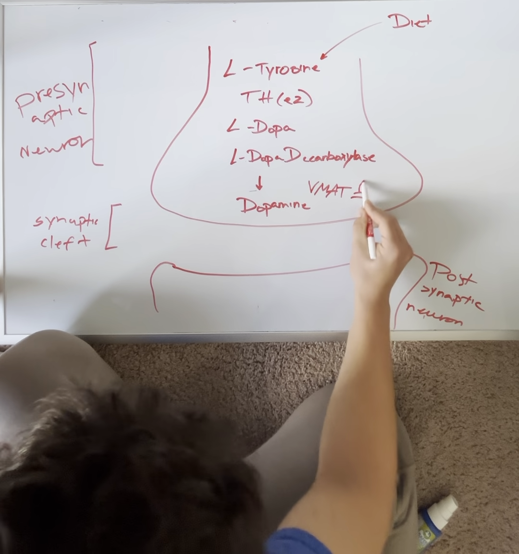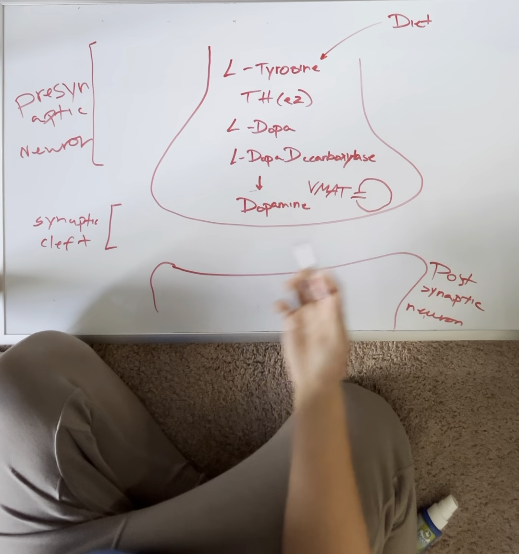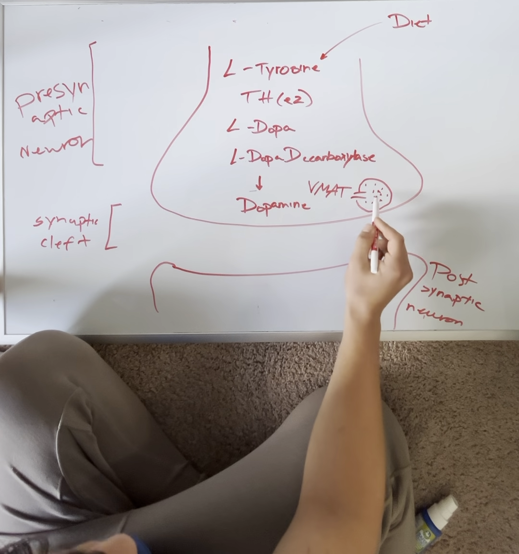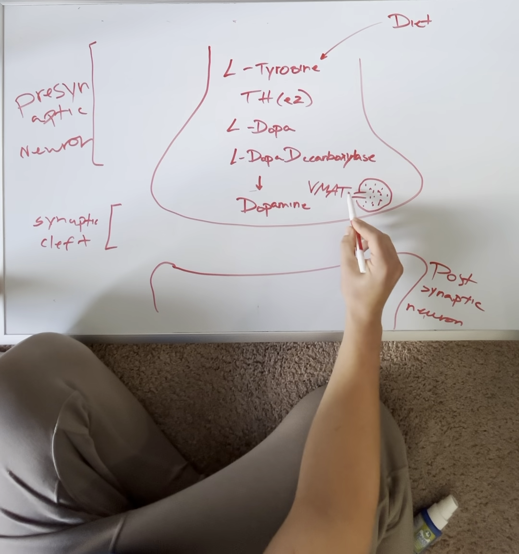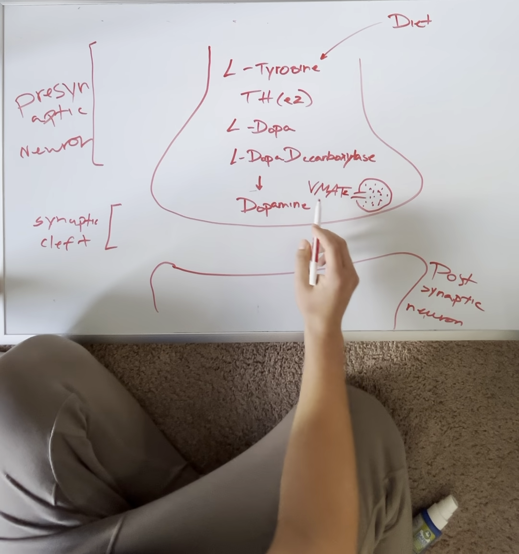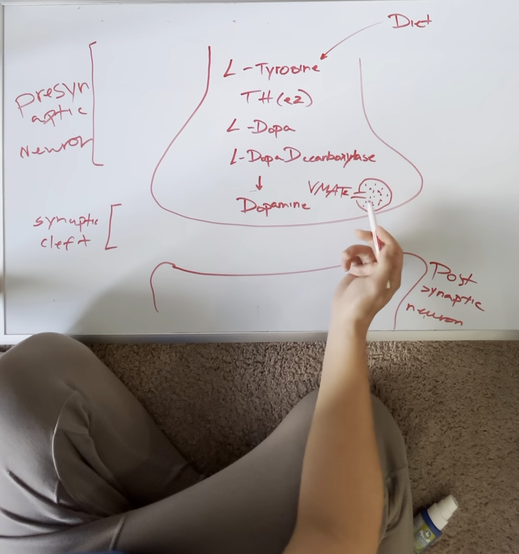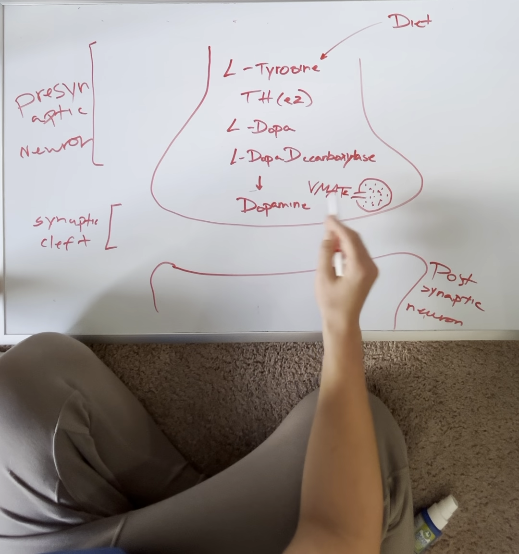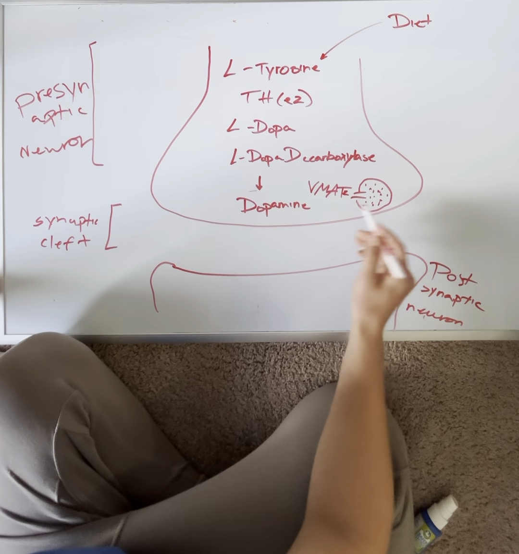VMAT2 basically funnels all this dopamine into a bubble. And we call this bubble a vesicle. And the vesicle contains a bunch of neurotransmitters. In this case, dopamine. VMAT, specifically VMAT2, is what packages this dopamine into the vesicle. It's called a vesicular monoamine transporter. Dopamine happens to be a monoamine. So it's getting packaged into this vesicle. So vesicular monoamine transporter. It's just putting all the dopamine into this vesicle.